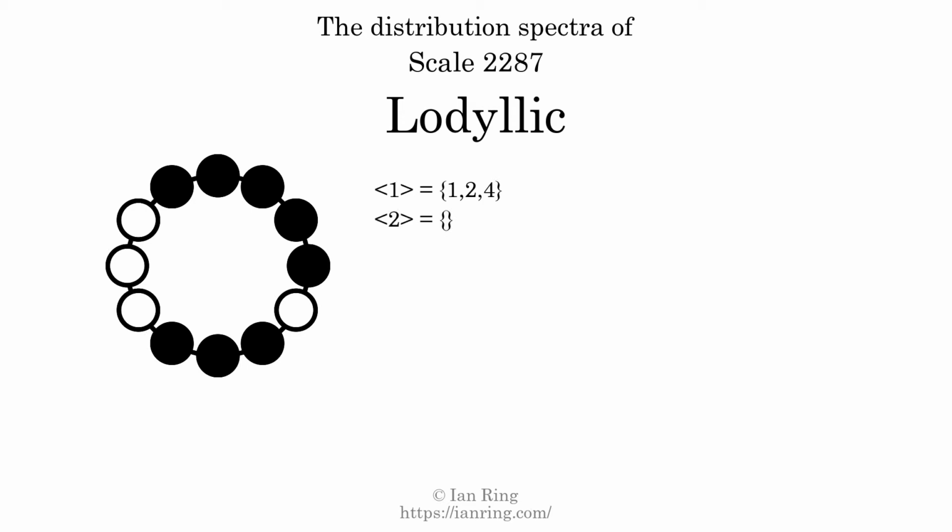The generic interval of 2 scale steps comes in 3 different specific interval sizes. 2 semitones, 3 semitones, and 5 semitones. The spectrum width of this generic interval is 3.